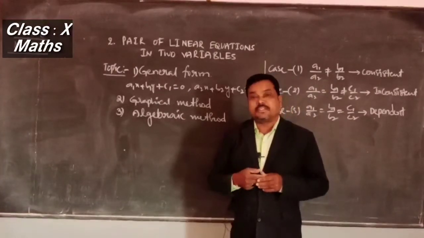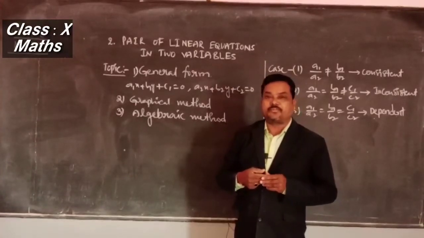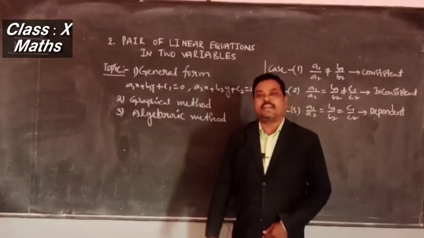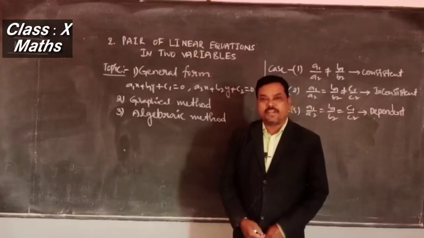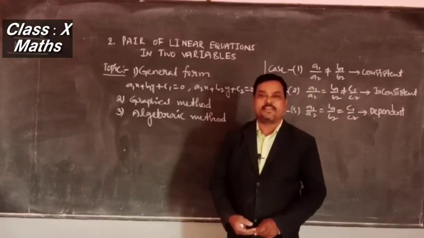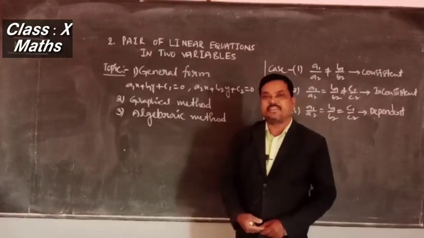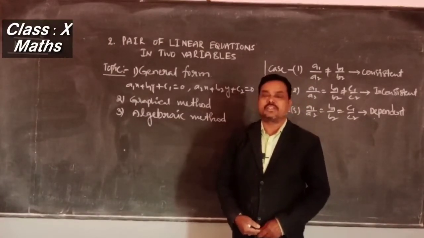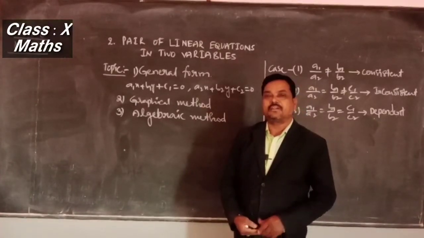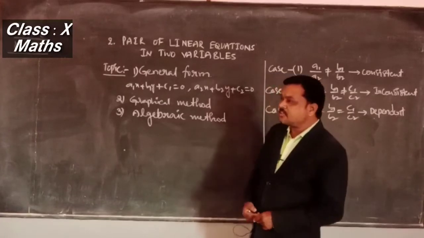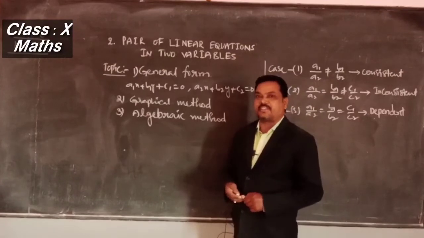A linear equation means an equation in which the highest degree, or the highest power, is 1. If there is only one variable in the equation, it is called a linear equation in one variable. If there are two variables in an equation, it is called a linear equation in two variables. The highest power is 1.